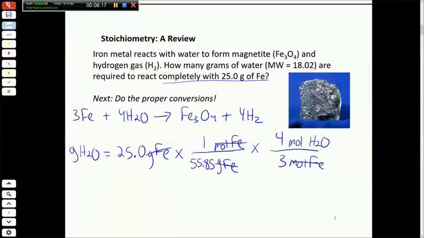And then finally, the last step, we want to find grams of water, so it's always good to keep looking back at the problem and make sure you know what it's asking.